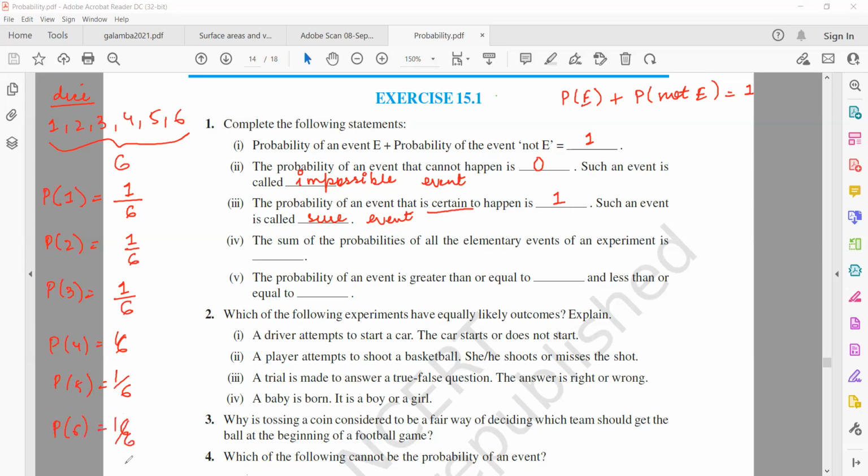Now you can check if you want to add all these probabilities. This is a simple experiment, and these are all the elementary events of this experiment. So you add 1 by 6 plus 1 by 6, basically you are adding 6 times, so the answer is 1. In the same experiment, if you add the probabilities of all the elementary events, it will be 1.